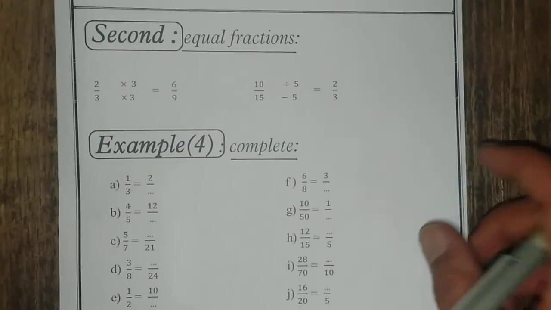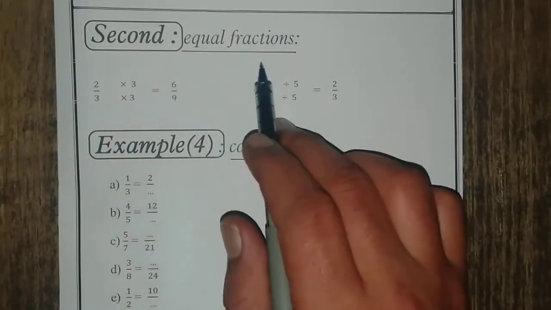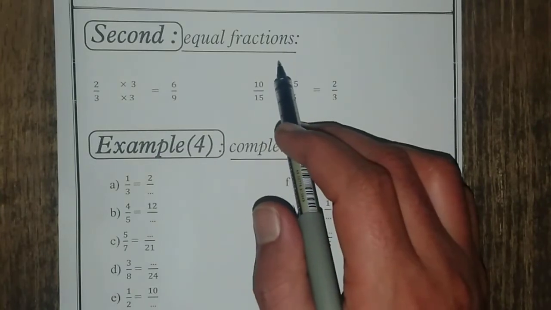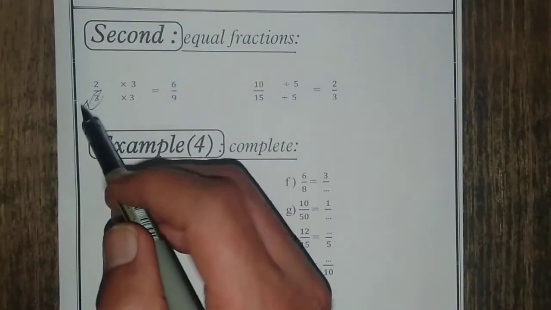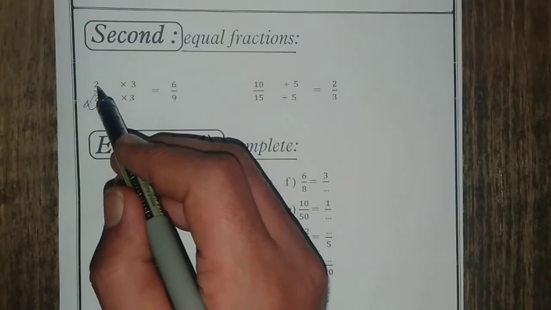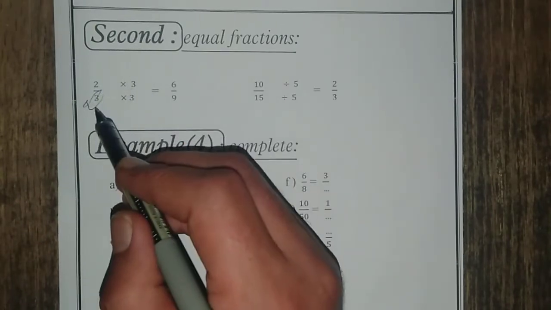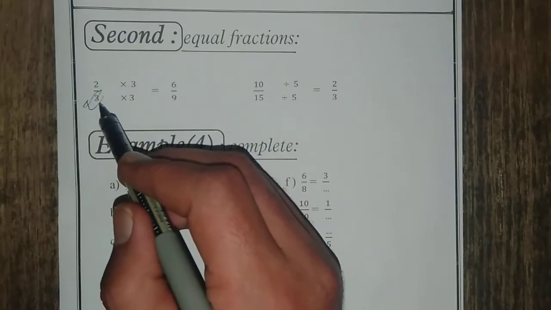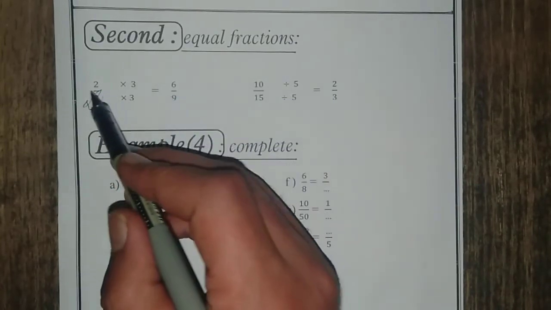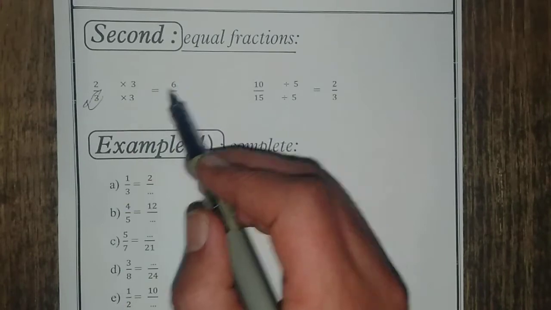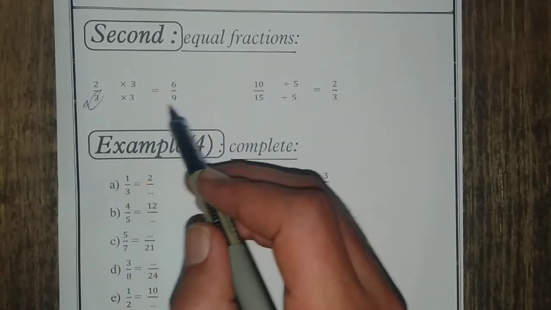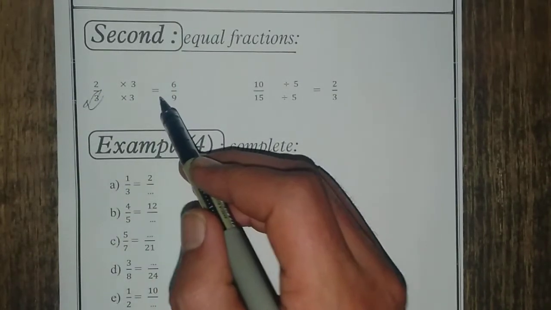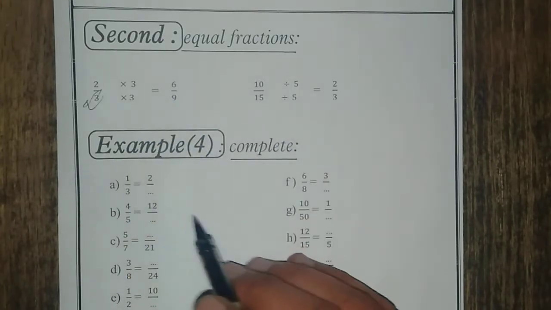Second, equal fractions. If we have a fraction and we multiply the numerator by 3, for example, we must multiply the denominator by 3 also. 2 times 3 equals 6, 3 times 3 equals 9. 2 over 3 equals 6 over 9.